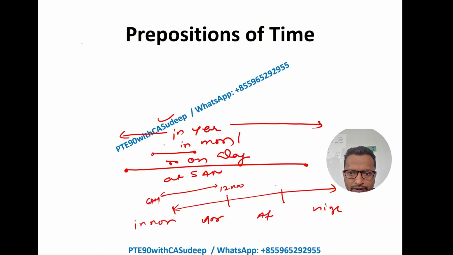Like for example 12 noon to 6 p.m., or let's say 7 p.m., this is also considered afternoon, right? So in the afternoon. But for the evening, it is also considered a long period, so in the evening, right? For example, after 8 p.m. you consider it as night, so night is at. Why night is at, I don't know.